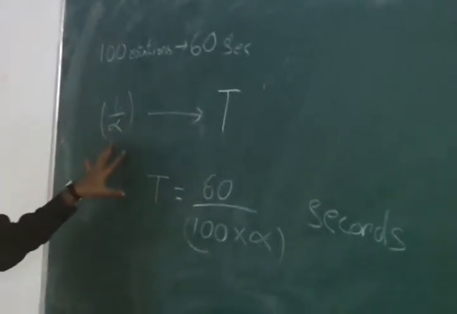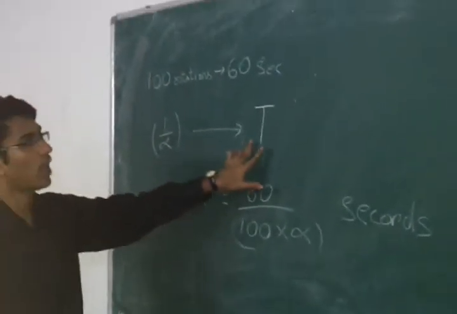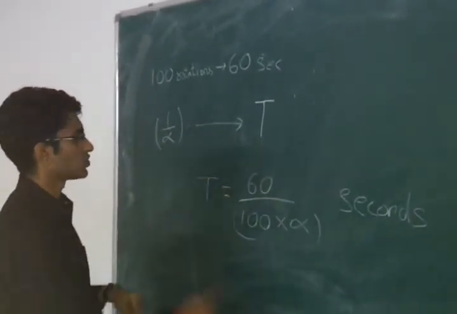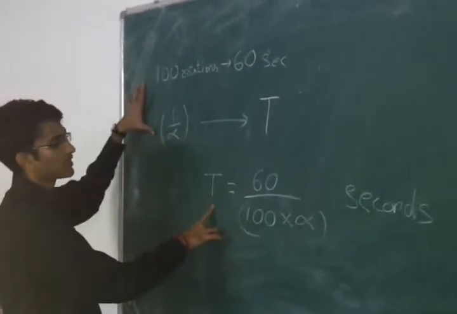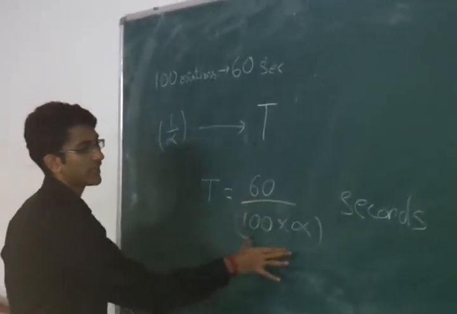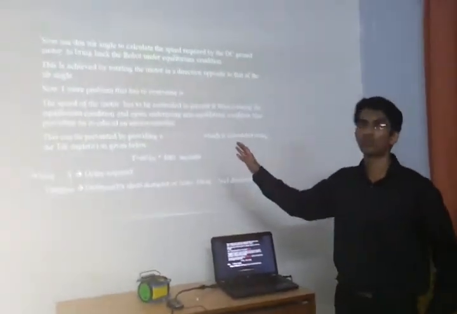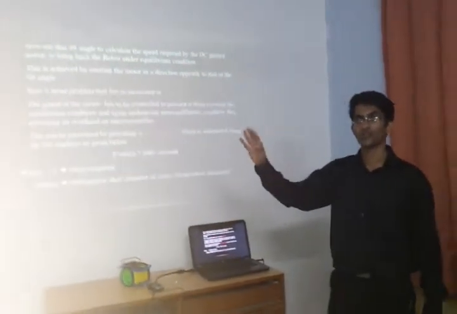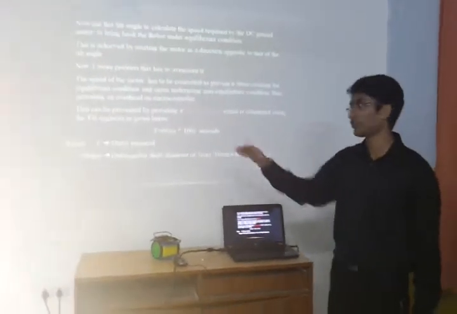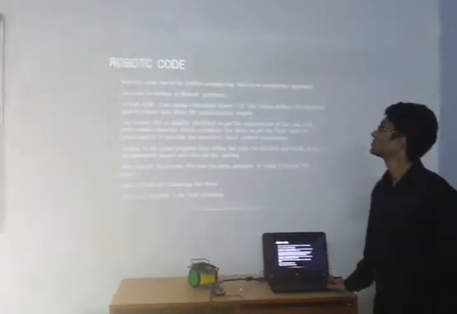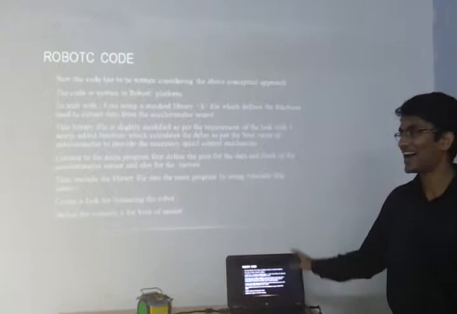So for 1 by alpha rotation, how much delay do I require? This T is calculated again by the unitary method. So T will be equal to 60 divided by 100 into alpha seconds. We have to give this delay to the motor, and the motor should rotate in a direction opposite to that of the tilt alpha. So this is the conceptual approach which I have used here.